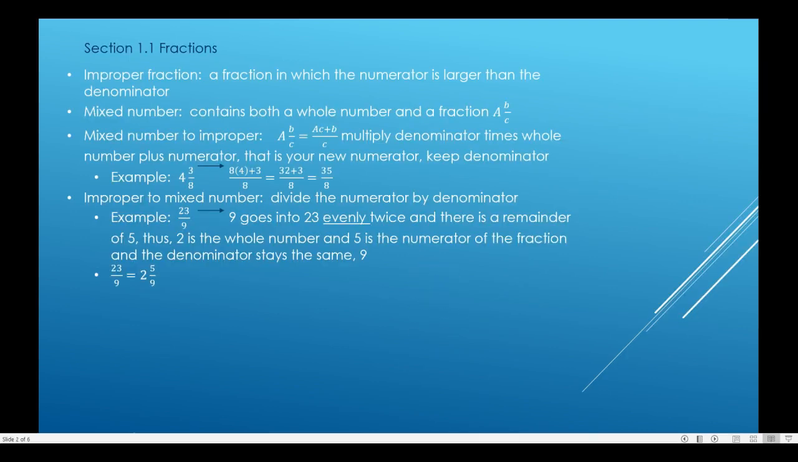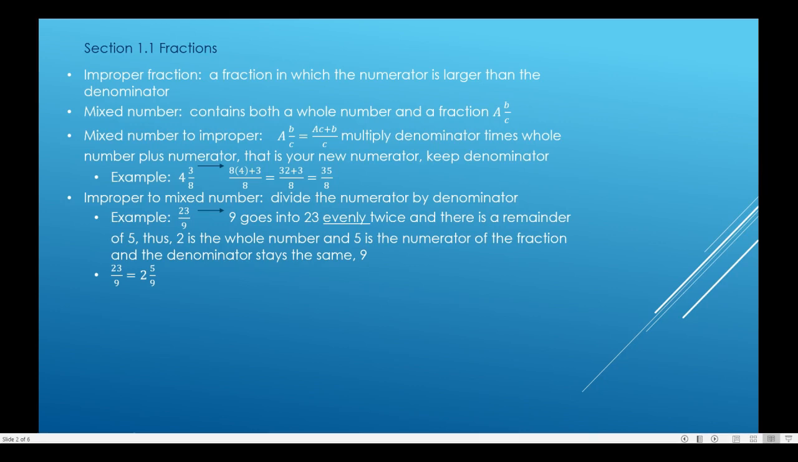So, we know a fraction has a numerator and a denominator. An improper fraction has a larger numerator than the denominator. So the top number is going to be larger than the bottom number. And this improper fraction we can turn into what we call a mixed number. A mixed number is a whole number plus a fraction. So with an improper fraction, the value of the fraction is bigger than one whole. Thus, we can write it as a mixed number.